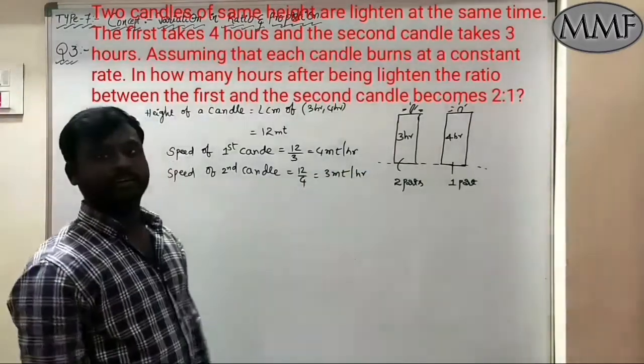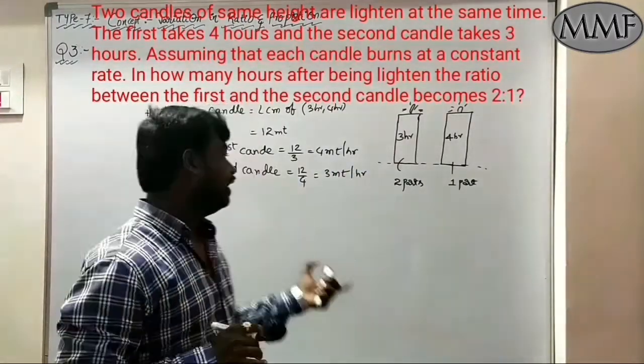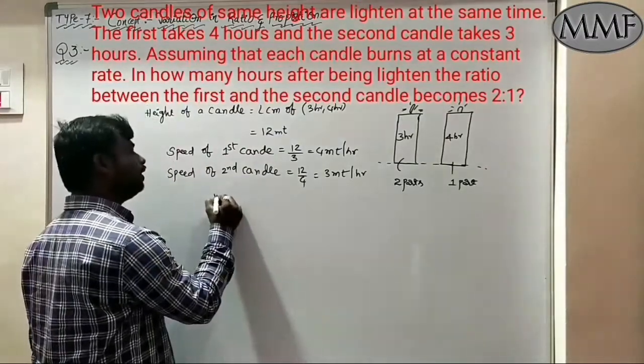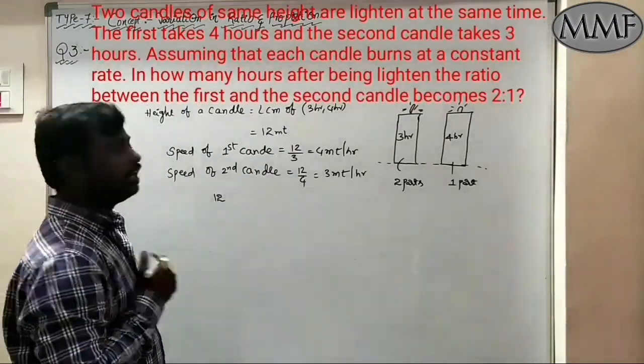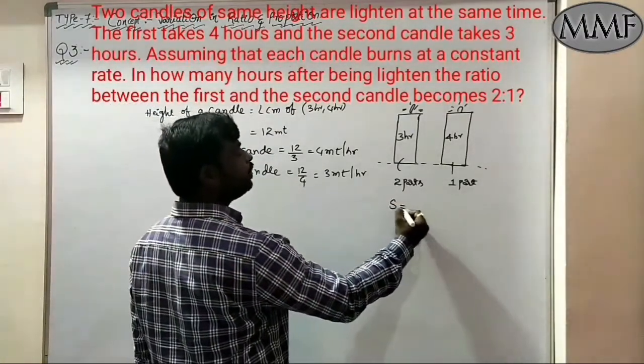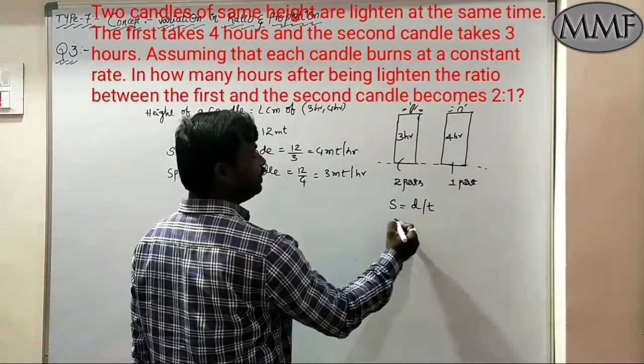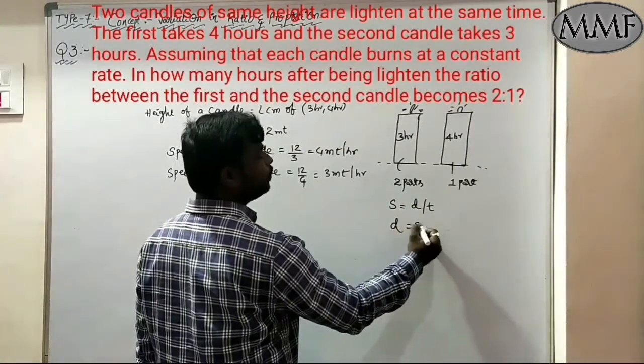Clear? Then my question is, if the total length of a candle is 12, I know speed is equal to distance by time, right? Distance D is equal to speed into time.